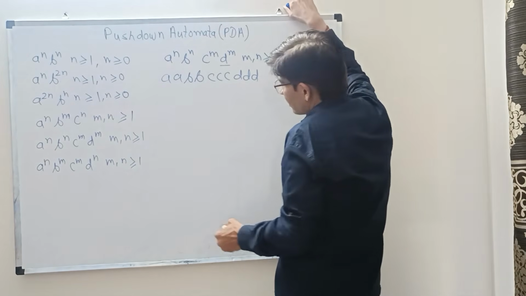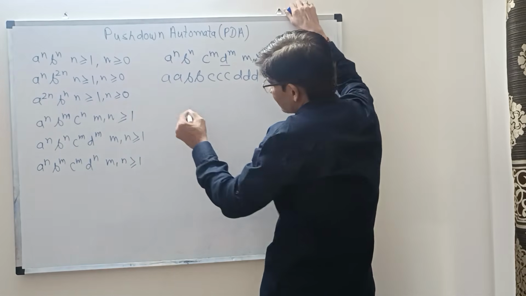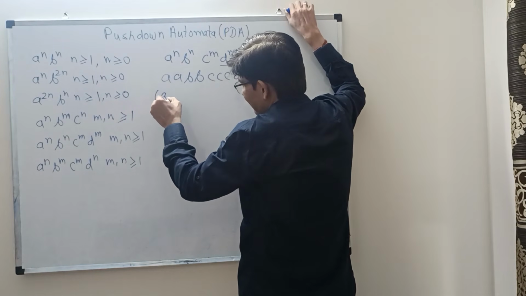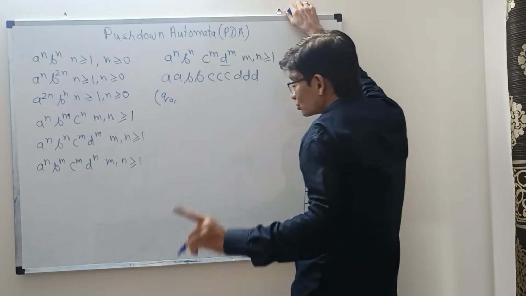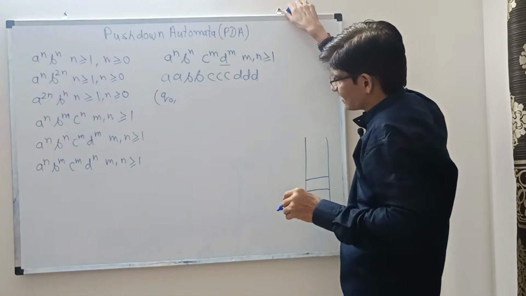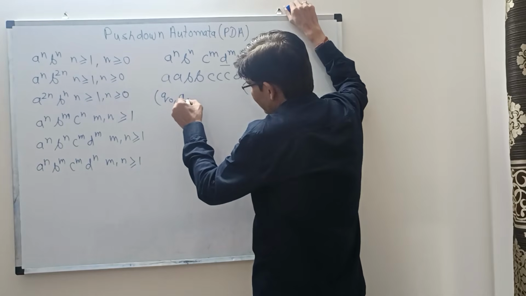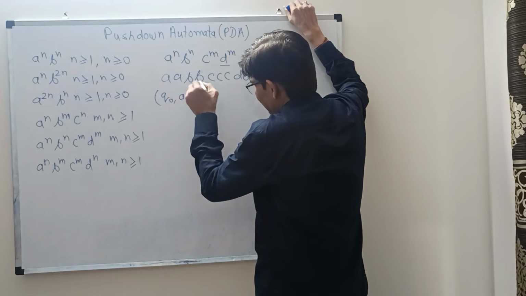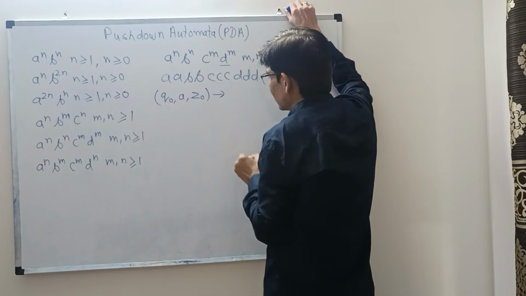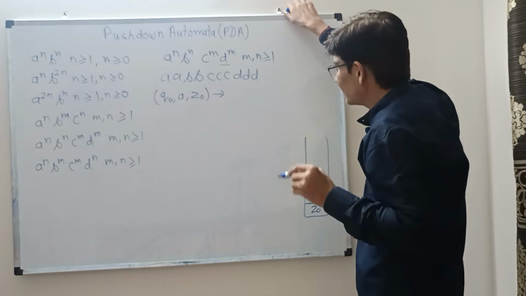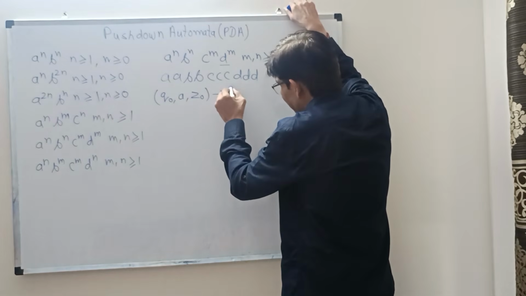So now we will again start with Q0, which is our initial state. On Q0, you will first read the A, and at that time Z0 must be the stack top. So according to our logic, we have decided to put one X into the stack.